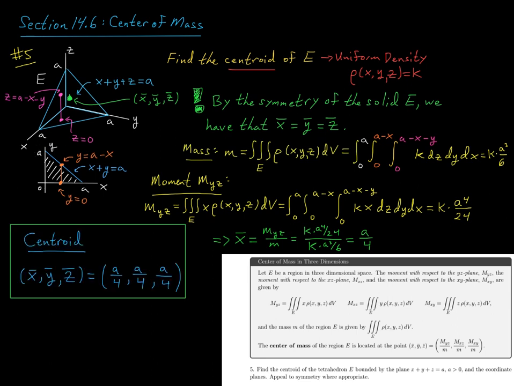Okay, and so then, since the coordinates are all going to be the same at our centroid, this will be the location of that centroid, a over 4, a over 4, a over 4, right? Quite a nice, pleasing result. Okay, we'll stop there. Thanks.